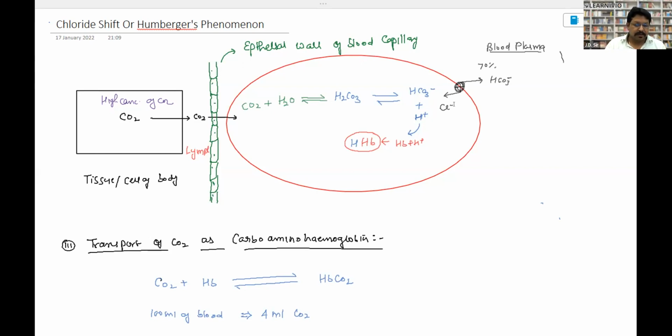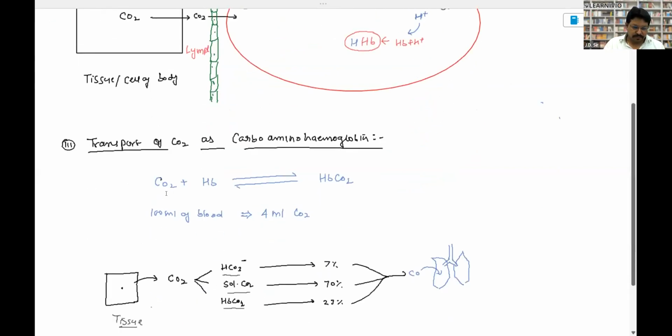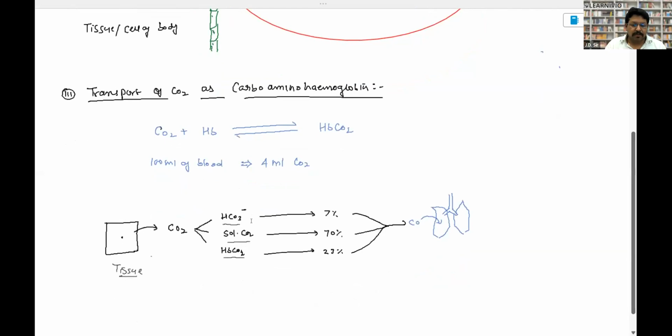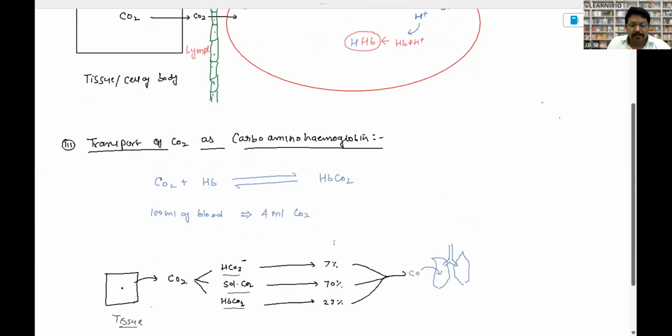Great. Next, this CO2 and hydrogen hemoglobin will react and make carboxyhemoglobin. So 100 ml of blood will transport 4 ml of carbon dioxide, right? Carbon dioxide is transported as bicarbonate ion, through hemoglobin and in dissolved condition. 7%, 70%, 23%. That's how carbon dioxide is transported. Is it clear or not? Aisha and Fia, clear?